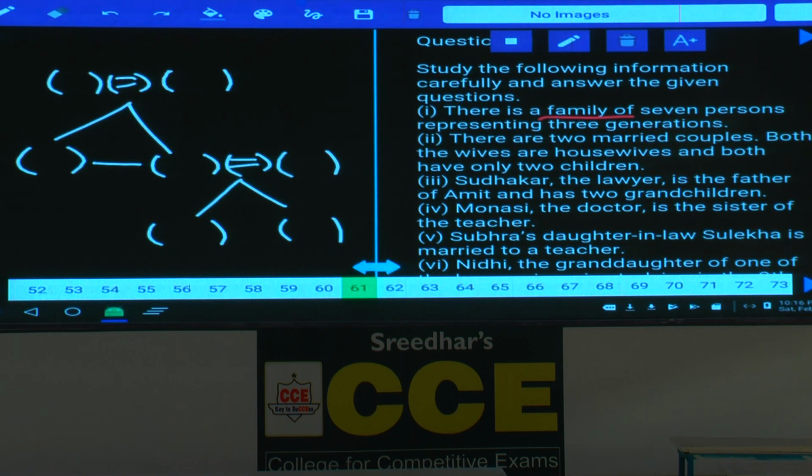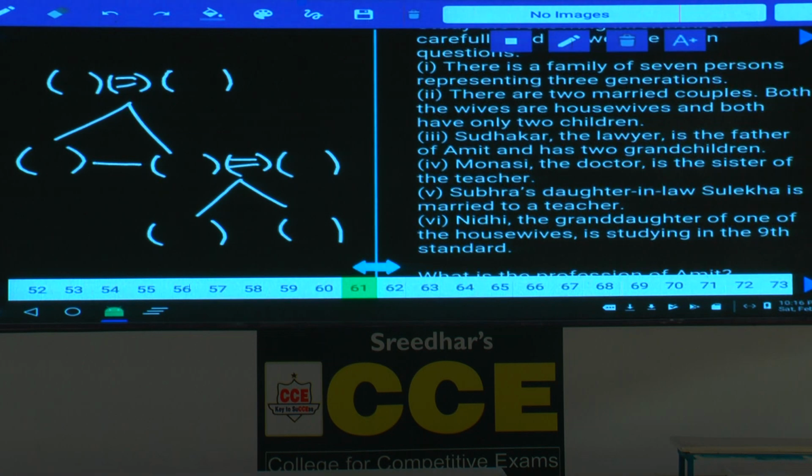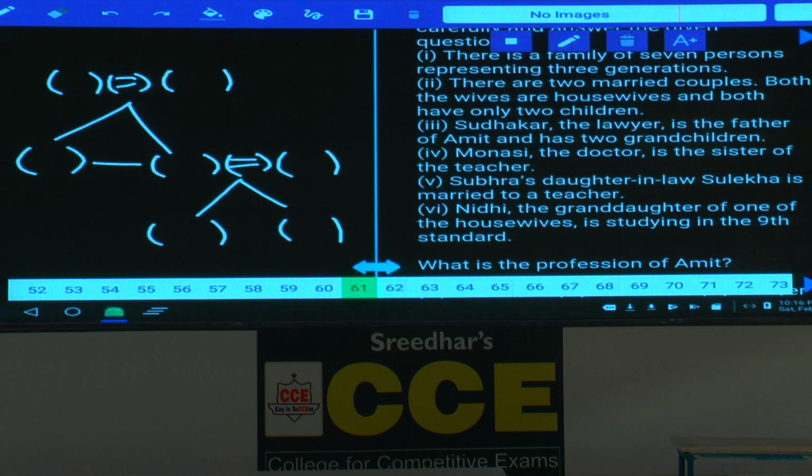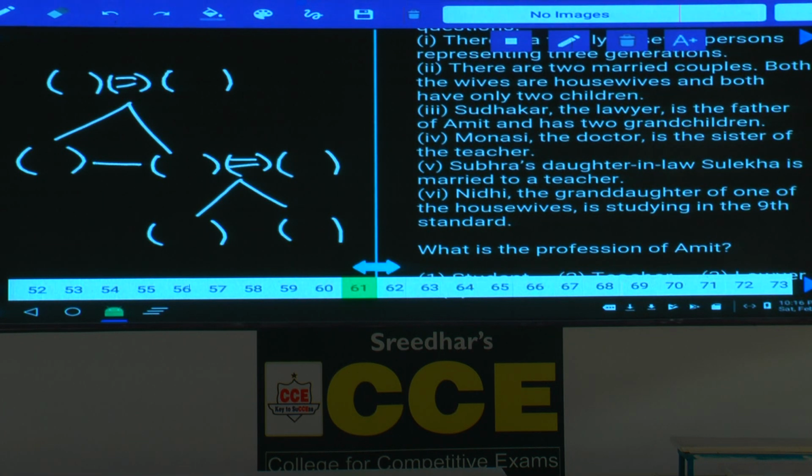Because if you take them separately, we are having 8 persons. We need to have only 7 persons, hence one person must be common between these 2. Then one person will be decreased. Done with this? Now we need to identify the relations in this one. There are 2 married couples, both the wives are housewives, and both of them have only 2 children. Sudhakar the lawyer is the father of whom?